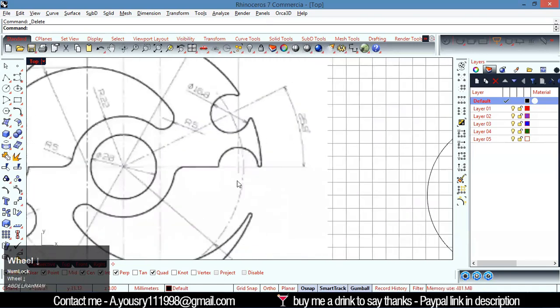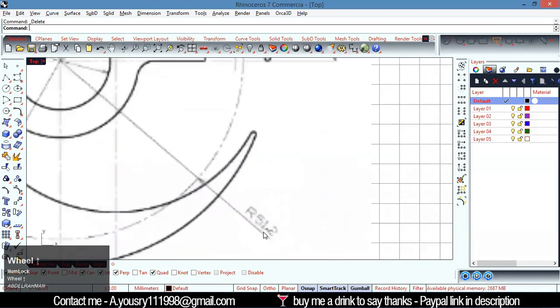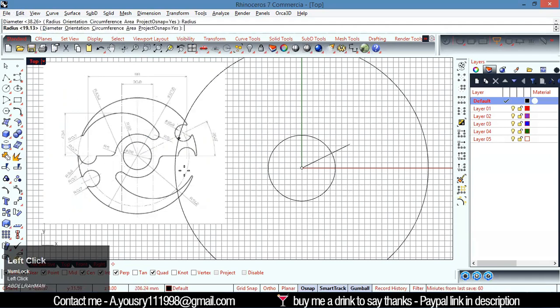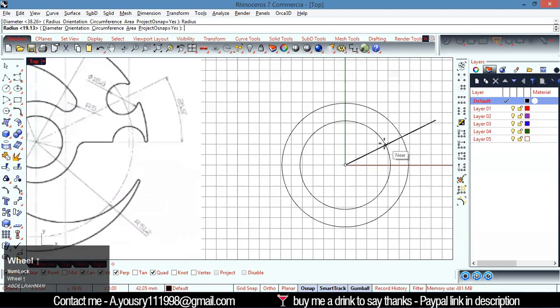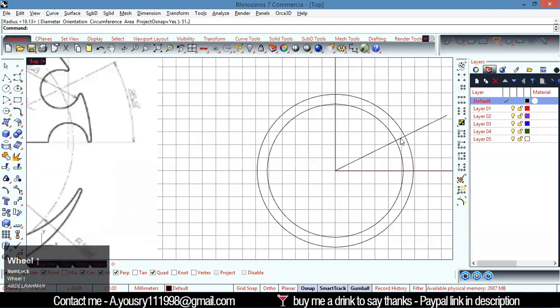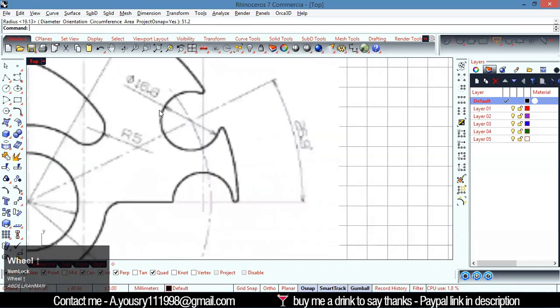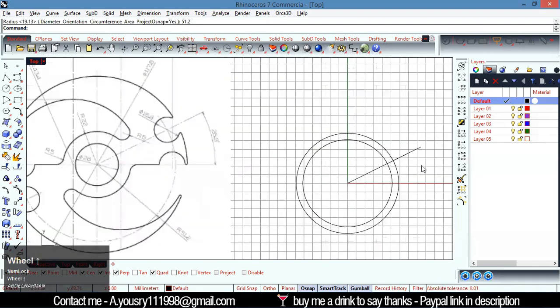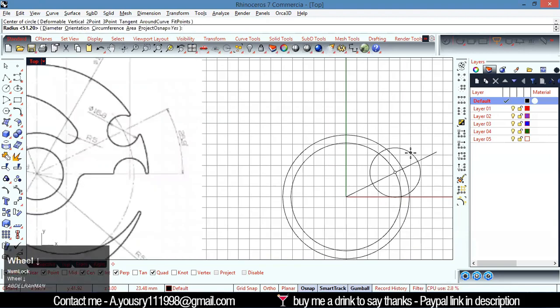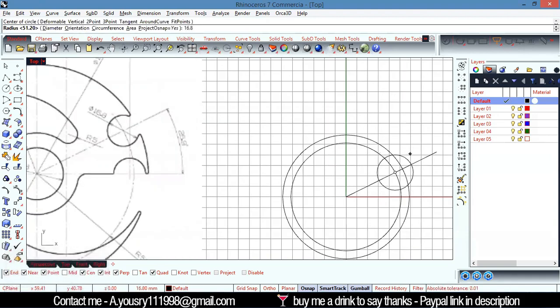Okay, I also have a circle here. Its radius is 51.2. So I'm going to hit circle, enter, 0, and its radius is going to be 51.2. And then this circle starts here and its diameter is 16.8.